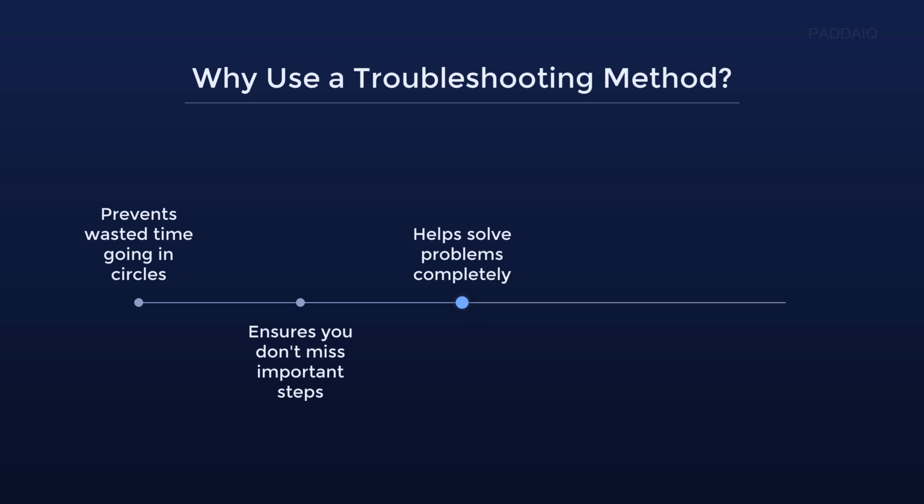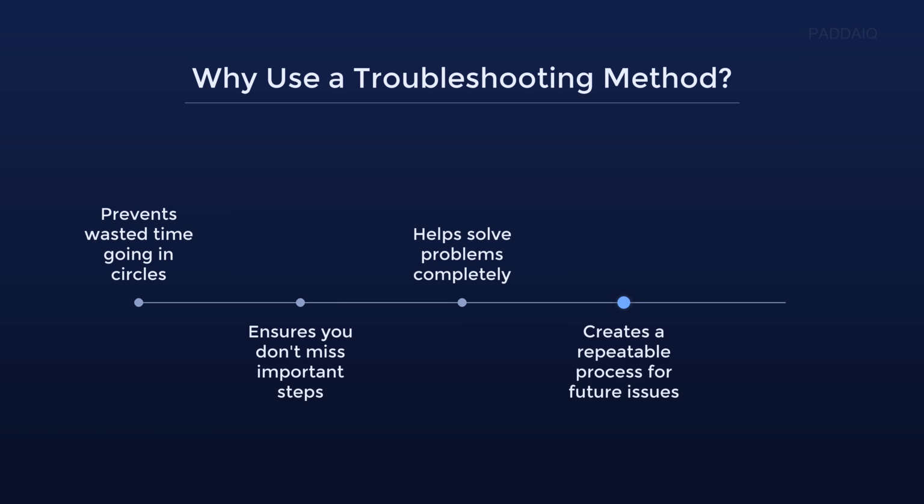It helps solve problems completely. This means addressing the root cause, not just the immediate symptom, so the issue does not reoccur. For example, if an app is slow, a method helps you find it is a memory leak, not just restart it. This ensures a permanent resolution, saving future effort and time.